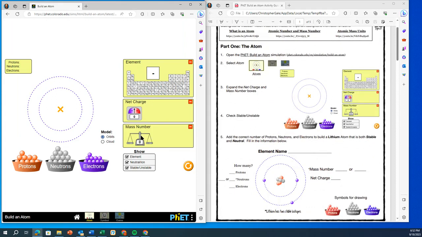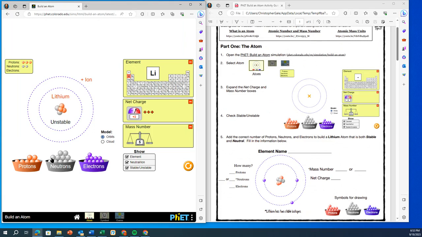So we're going to add protons until we get to lithium. Here's the proton. 1, that gives me hydrogen. 2, it gives me helium. And then 3, that's lithium. All right. So we want to make it stable. So it has a net charge of +3, and the stability, it's unstable. So to do that, we need to add neutrons until it says it's stable.